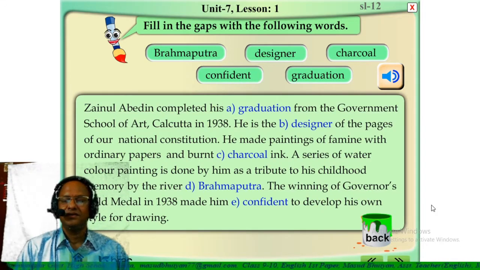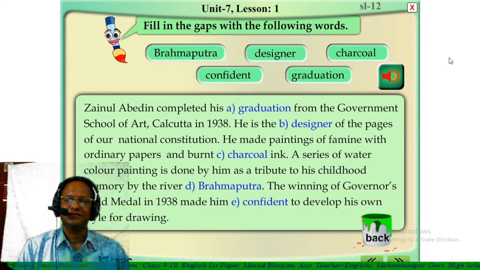Now we will listen to this passage carefully. Zainul Abedin completed his graduation from the Government School of Art, Calcutta in 1938. He is the designer of the pages of our national constitution. He made paintings of famine with ordinary papers and burnt charcoal ink. A series of watercolor paintings is done by him as a tribute to his childhood memory by the river Brahmaputra. The winning of Governor's Gold Medal in 1938 made him confident to develop his own style for drawing.